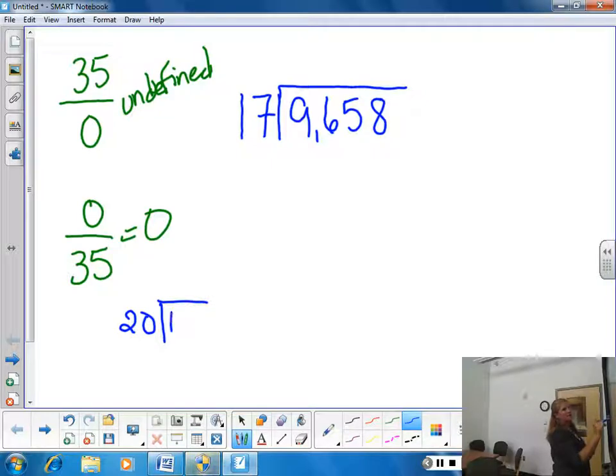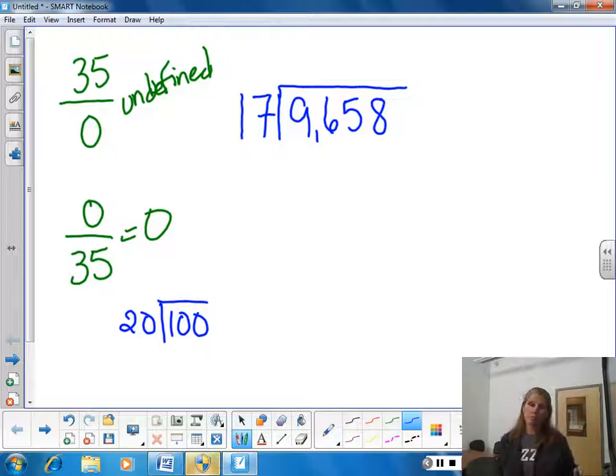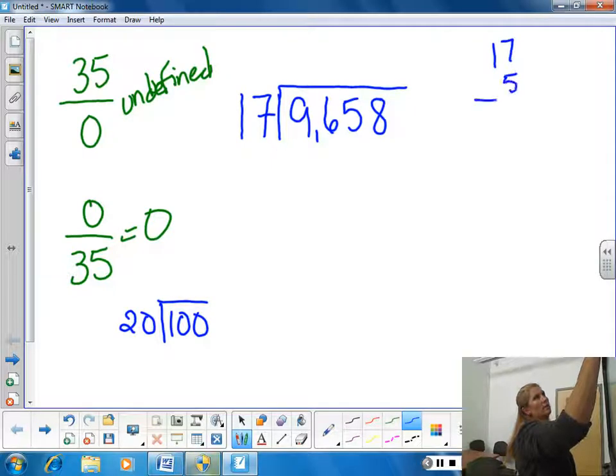And instead of 96, I'm looking at 100, and I'm asking myself, how many times would 20 go into 100? And that would go 5 times, because 2 goes into 10 5 times. So that's what I'm going to start with as my guess. So I come over here and say, well, what would 17 times 5 be?